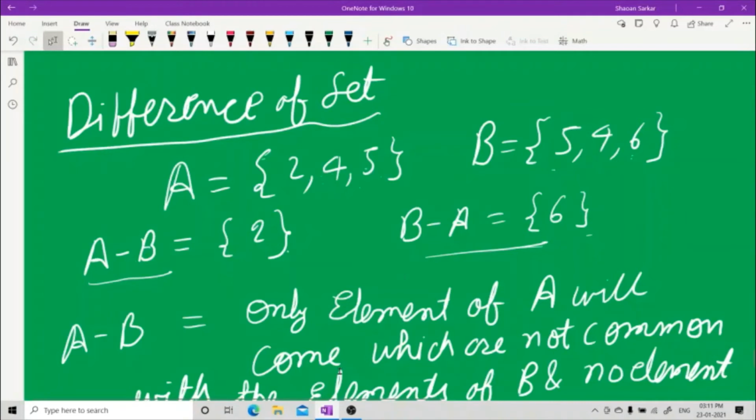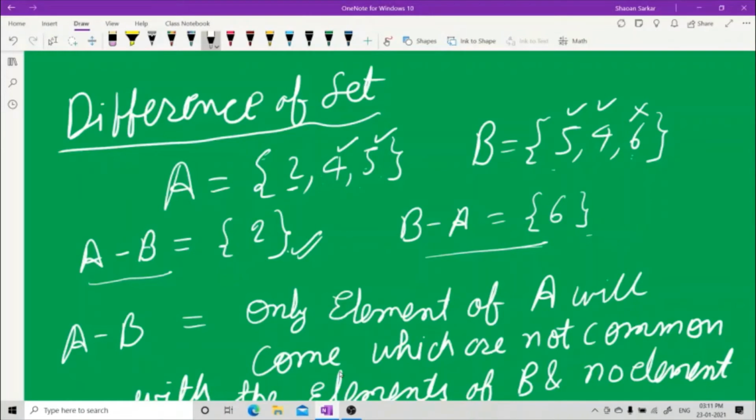Difference of set. A set A has elements 2, 4, 5. B has elements 5, 4, 6. A minus B. See, you will write only those elements which are in A but not in B. And you will not write any element of B. You will write only elements of A and you will not write the common elements, and also you will not write the elements of B. See, this and this are common, you will not write them. So what is the only element left here? 2. So you will only write 2. I hope you got this.